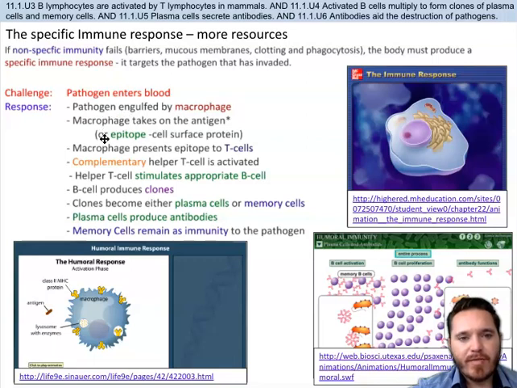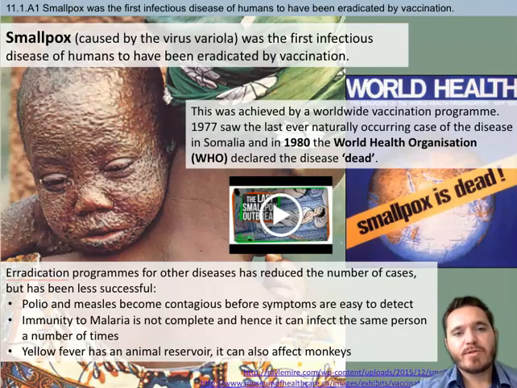Another thing about this is the macrophage takes on the antigen, so you don't have to mention epitope. I wouldn't say that you have to mention epitope. You can just say it takes on the antigen and then it presents the antigen to the T cells. For this statement, you're supposed to know that smallpox was the first infectious disease of humans to have been eradicated by vaccination.